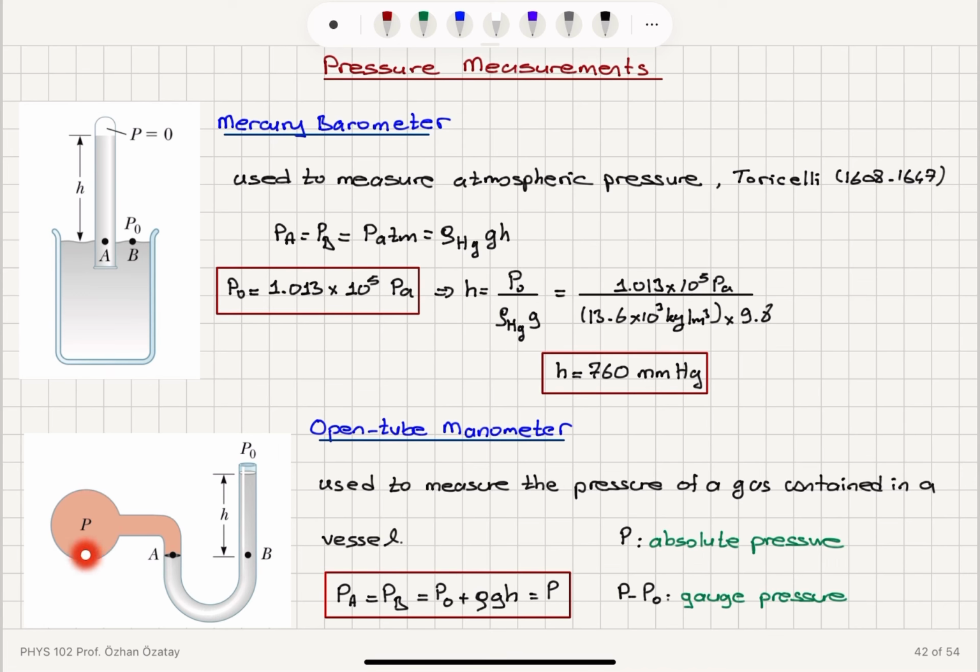The open tube manometer is another setup used to measure the pressure of a gas, and basically since this is open on one side, this pressure will be measured with respect to the atmospheric pressure. P minus P0 is equal to the gauge pressure, where this pressure differential will be given by the pressure due to this fluid here, which can be mercury, for instance. So it would be equal to rho gh.